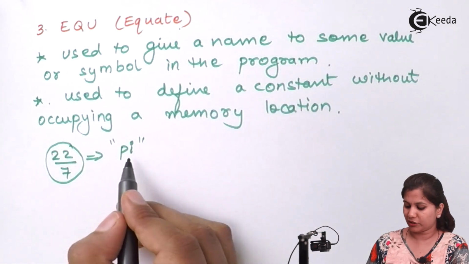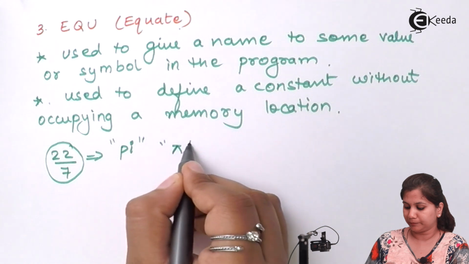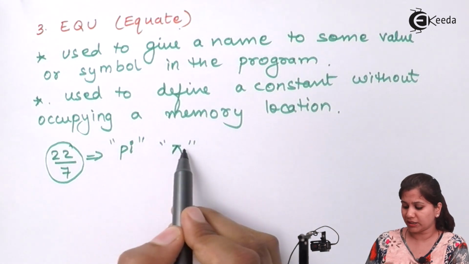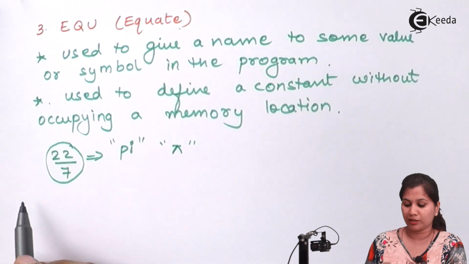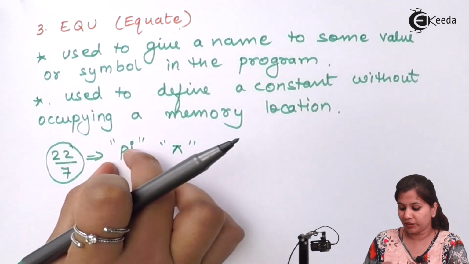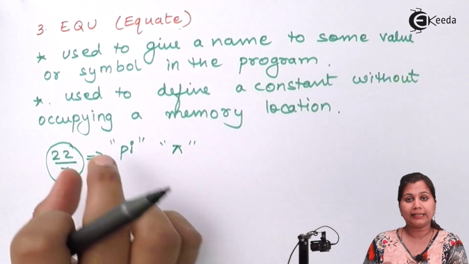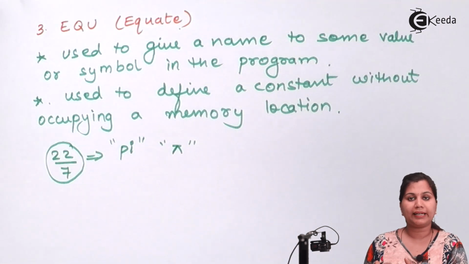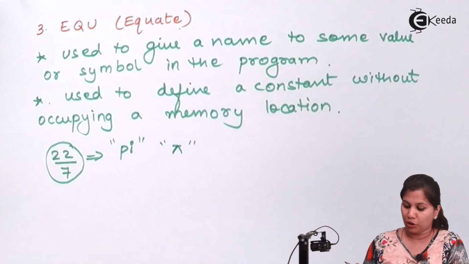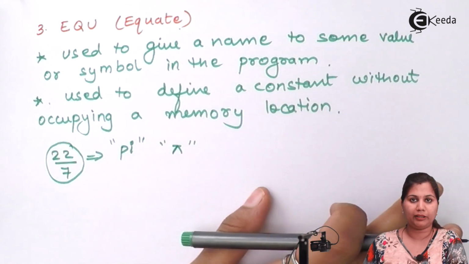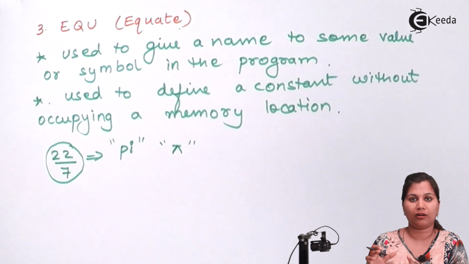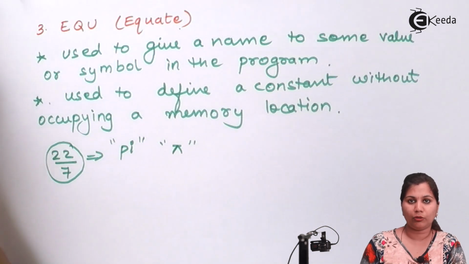Okay, suppose that instead of pi, I have written this symbol, and whenever we are using this symbol in the program, it means that it is equal to 22/7. So I am giving this value some name or some symbol, and we are using this symbol again and again in the program. So it is used to define a constant without occupying a memory location. This will reduce the storage in the memory location.